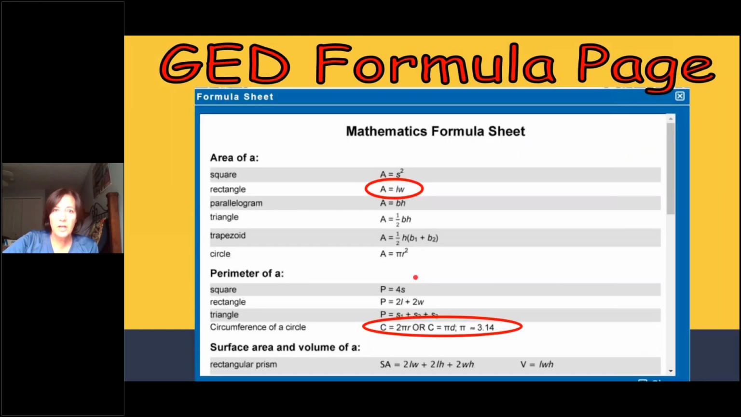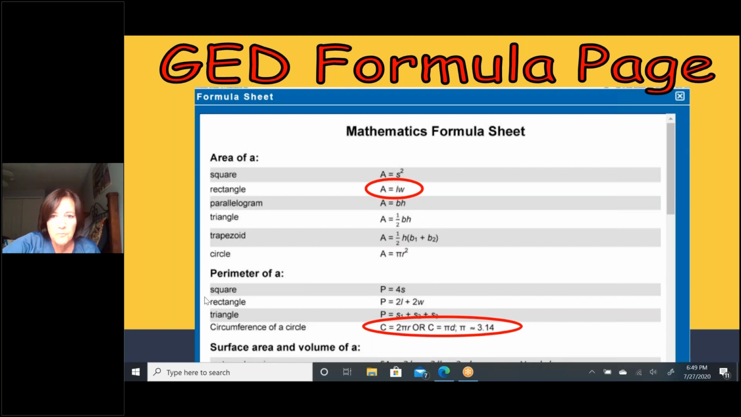Okay, so back to our math formula sheet. We're going to need a couple of formulas. One of them is for the rectangle. We're going to need the area, and that's going to be length times width. Sometimes you'll hear people say base times height. It's the same thing. The two numbers on the rectangle get multiplied together.